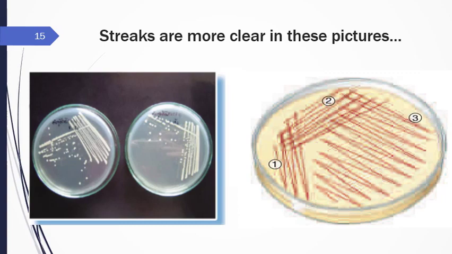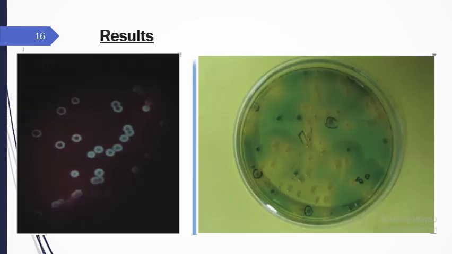A drop of culture on a wire inoculating loop is lightly streaked across the top of the agar in region 1. The loop is flamed, the plate is rotated, and a few organisms are picked up from region 1 and streaked out into region 2. The loop is flamed again and the process is repeated in region 3. The plate is then incubated. You can see the difference of the cultures.